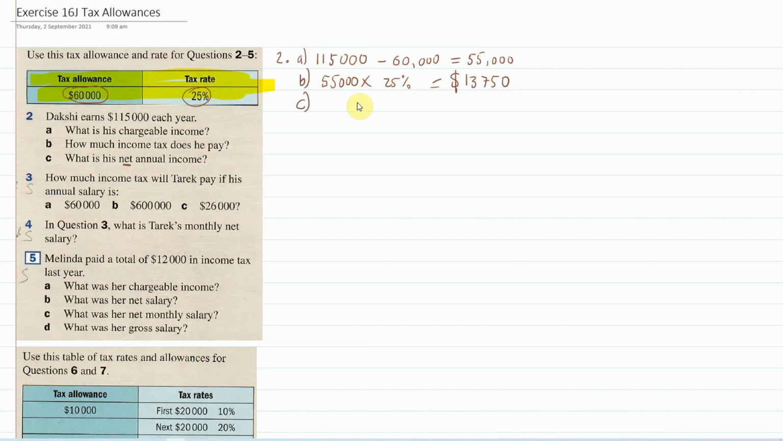Now, to find his net annual income, that means how much he has after he has been taxed. You're going to take, first of all, the tax allowance that he didn't pay tax on, so he managed to keep all of that, which is nice for him. Plus, you're going to take the $55,000 that he is able to be taxed on, then you're going to subtract from that the $13,750 which he paid in tax.